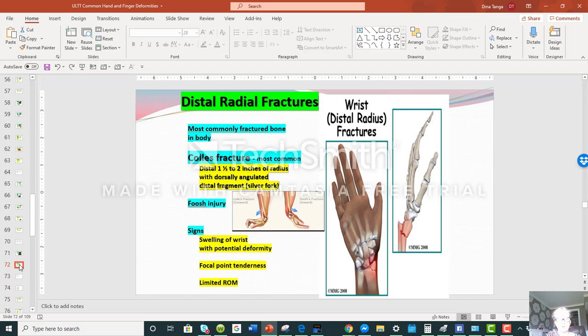Distal radial fractures are the most commonly fractured bone in the body. Colles' fracture, most common: distal 1/2 to 2 inches of the radius with dorsally angulated distal fragment, silver fork. Injury signs: swelling of the wrist with potential deformity, focal point tenderness, and limited range of motion. So there you go.